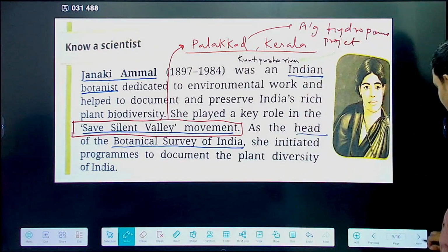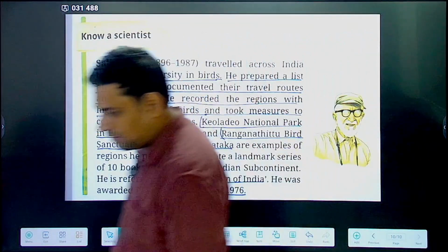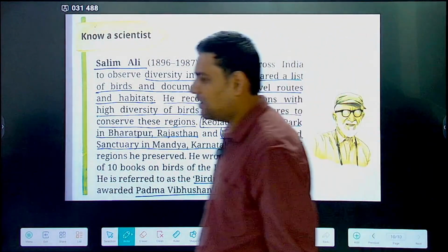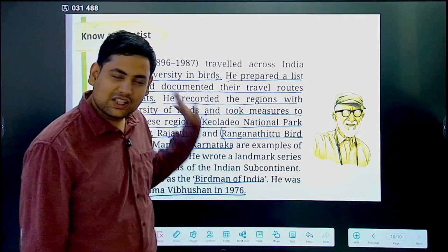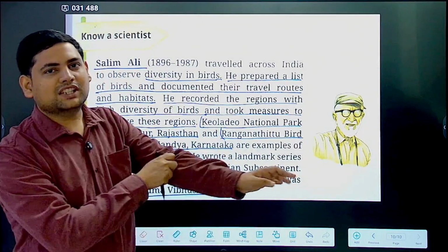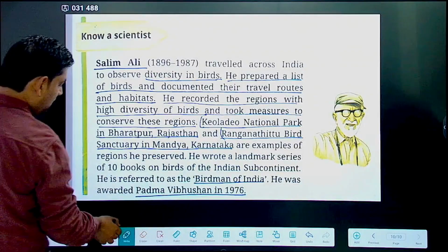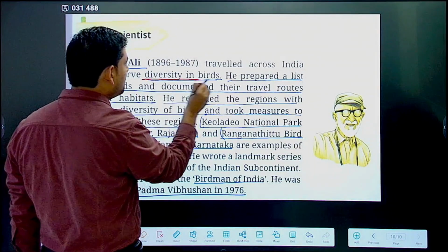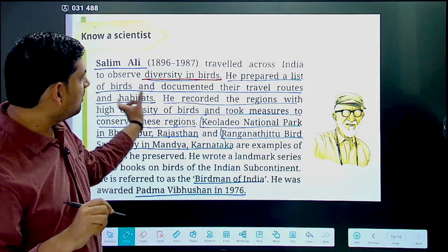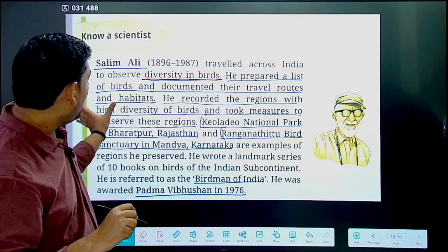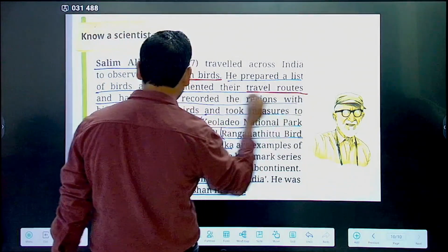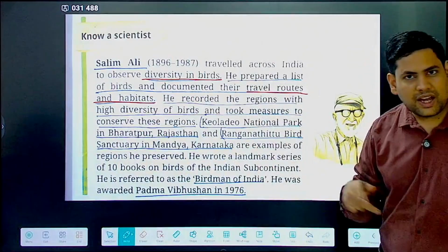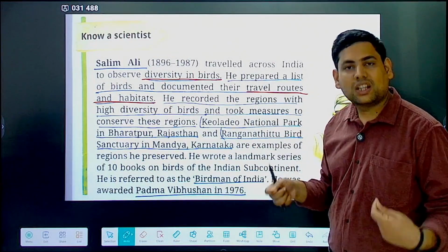Then last is Salim Ali. Now Salim Ali National Park, Salim Ali Bird Sanctuary, this is all around India, correct? Very famous guy. Now what has he done? Salim Ali traveled across India to observe the diversity in birds. Then he prepared a list of birds and documented their travel routes and habitats. Then he recorded regions with high bird diversity which should be conserved.